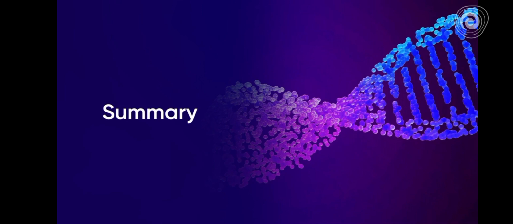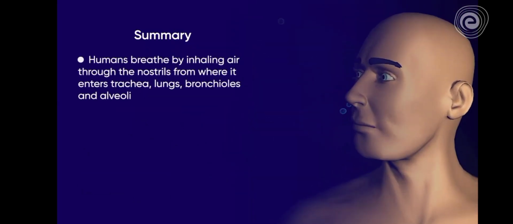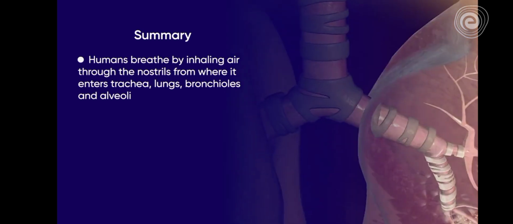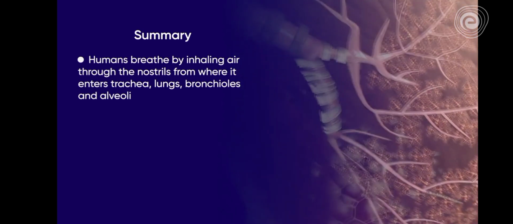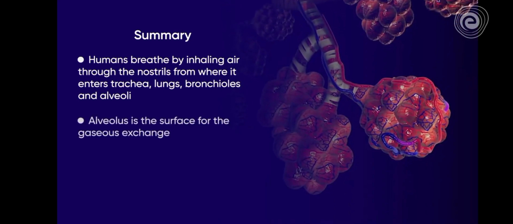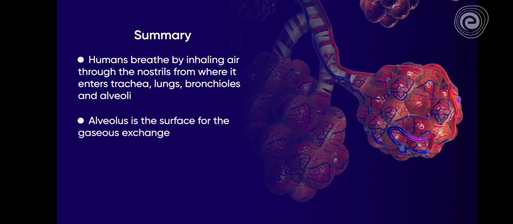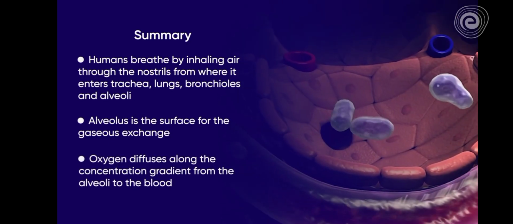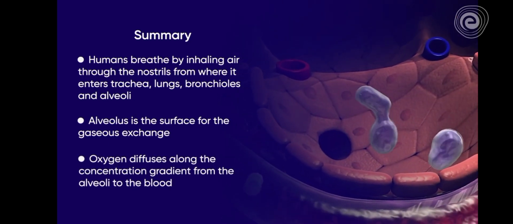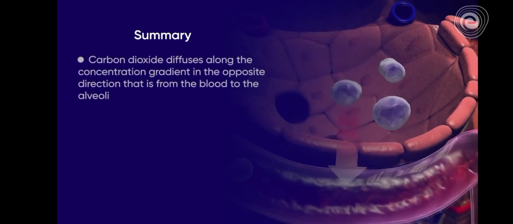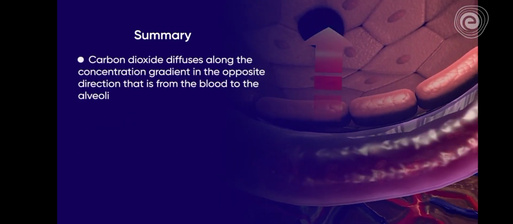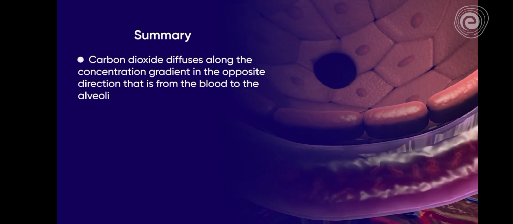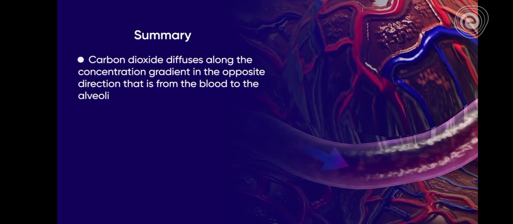Let's summarize. Humans breathe by inhaling air through the nostrils, from where it enters the trachea, bronchi, lungs and alveoli. The alveolus is the surface for the gaseous exchange. Oxygen diffuses along the concentration gradient from the alveoli to the blood. Carbon dioxide diffuses along the concentration gradient in the opposite direction, that is, from the blood to the alveoli.